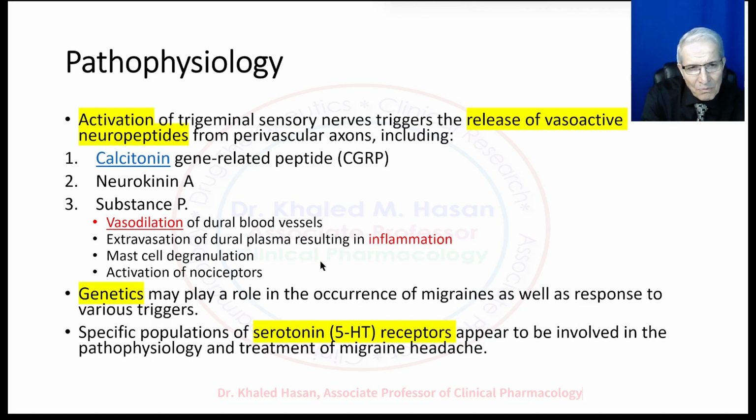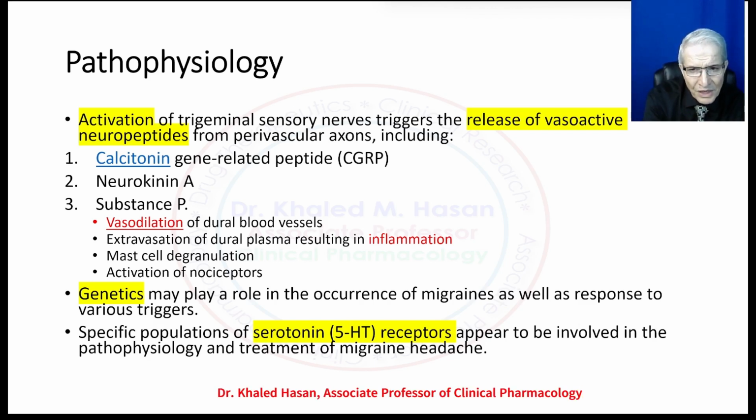Number three, we have mast cells. The mast cells may be affected by degranulation. The mast cells will release their contents to the circulation, to the brain. And at the end, we have activation of nociceptors. The nociceptors are considered pain receptors. So as you can see here, we have several components: vasodilation, extravasation, inflammation, mast cell degranulation, and activation of nociceptors.